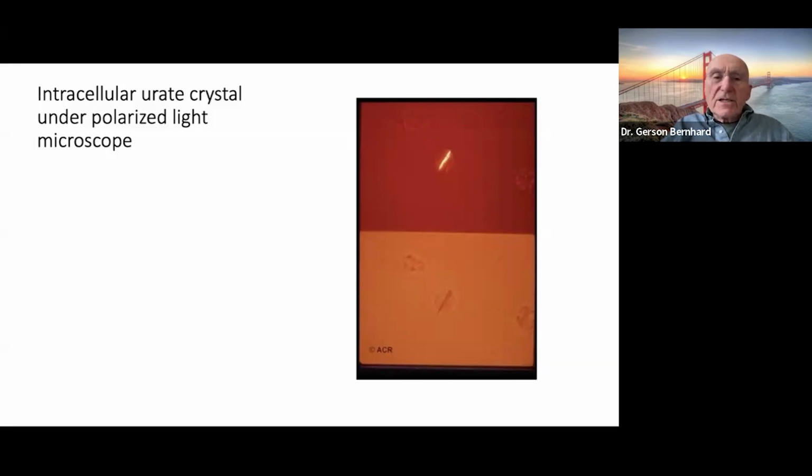And this is what it is with the first order compensator on the upper part of the slide, and without the first order compensation, but with polarized light, it's still apparent that there is a needle-like crystal sitting in the cell. This is diagnostic of gout.